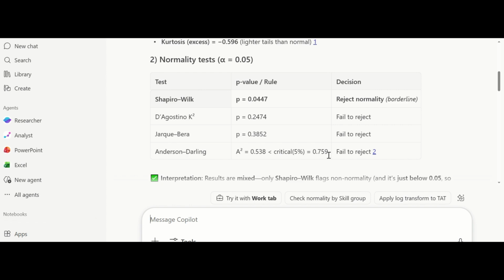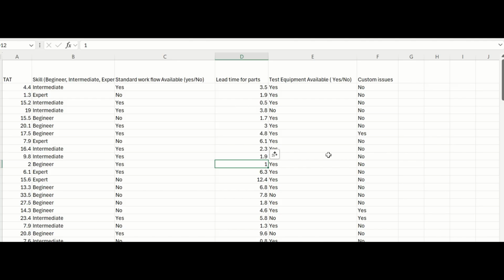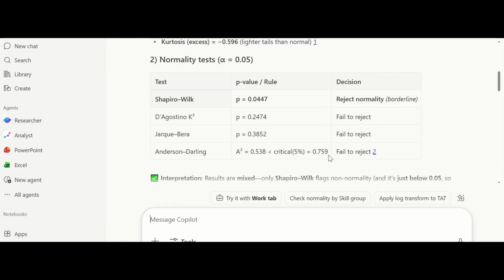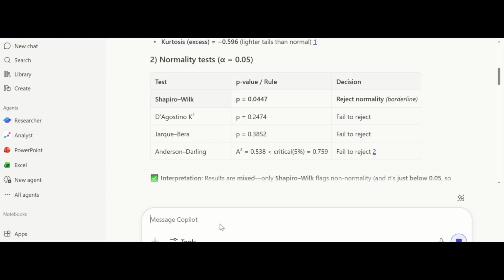So my data, which is project Y, is normally distributed, and my X's, some of them are discrete and one, lead time of parts, is a continuous X. So I am going to do a 1-way ANOVA test for columns B, C, E and F. I have written the next question, which is, can you test columns B, C, E and F with column A and use 1-way ANOVA test and tell us which are significant contributors. Let's see what analysis the system generates.